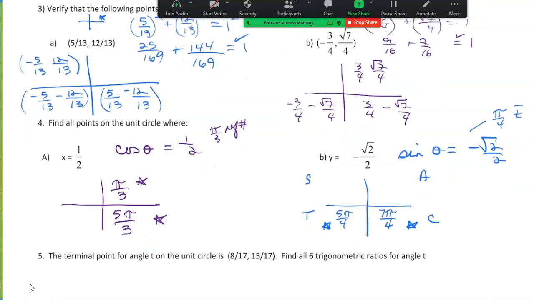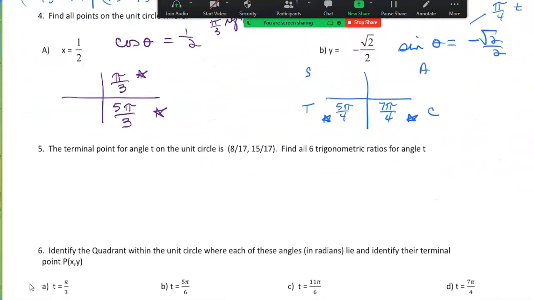Okay? So then we go back to, here's the terminal point. I know this is cosine and this is sine. Find all 6 trig ratios. Okay, so trig ratios. And since both of these are positive, right, I'm in quadrant 1.